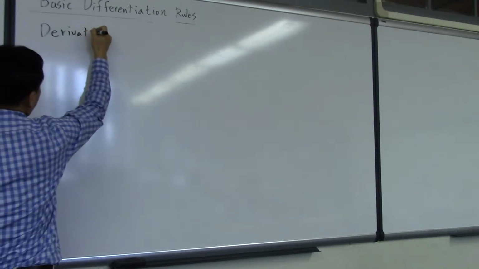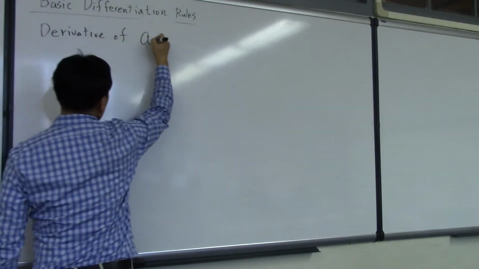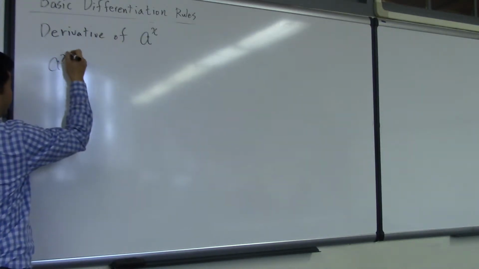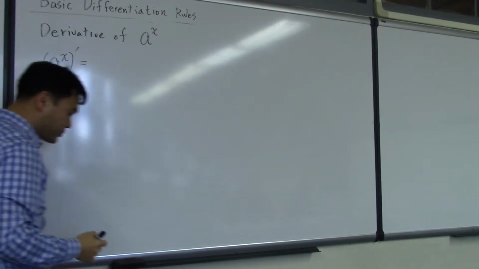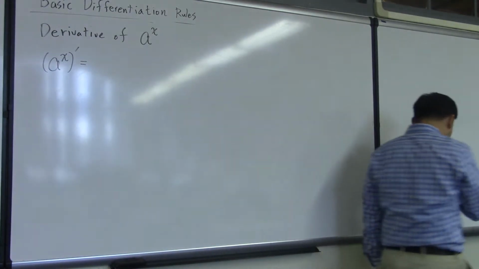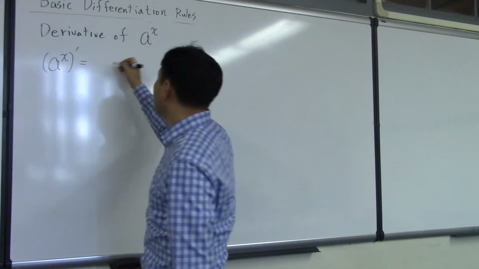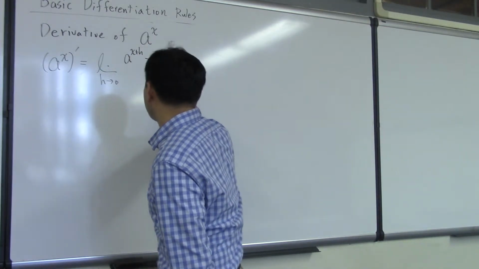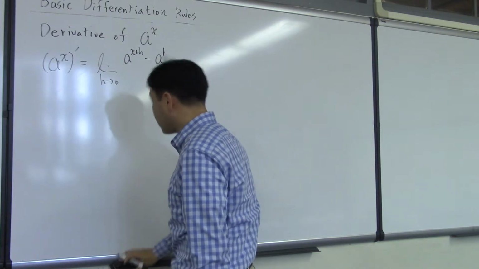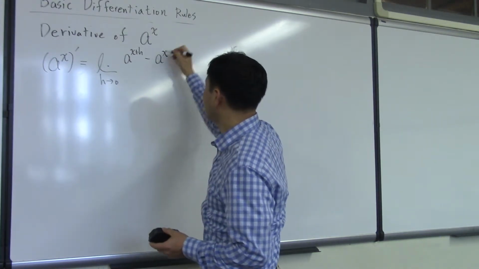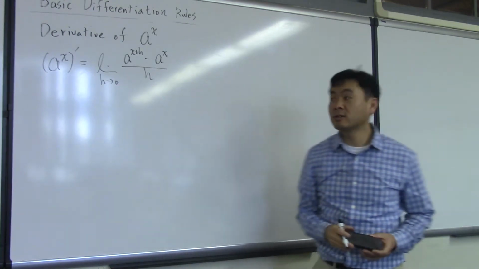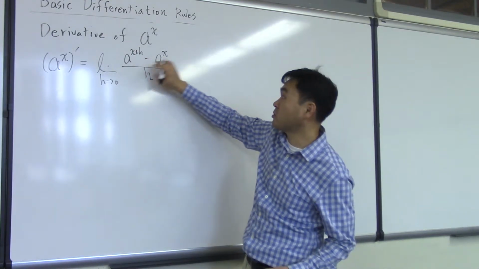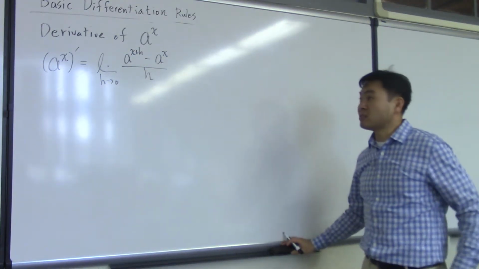Derivative of a to the x. What is a to the x prime? Well, that's the limit h going to 0 of a to the x plus h minus a to the x over h. Always just take the original function, replace x by x plus h, subtract the original function, and divide by h. That's the definition of the derivative.